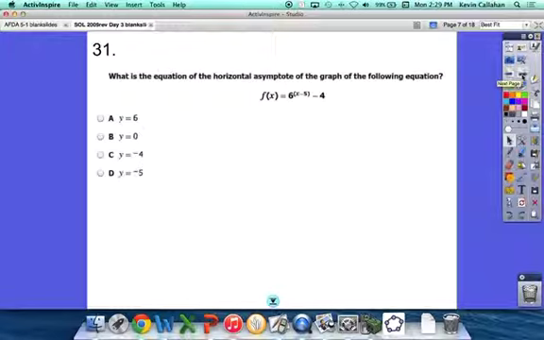Okay, what is the equation for the horizontal asymptote of the graph? Okay, what kind of a function is it? Exponential, growth or decay?